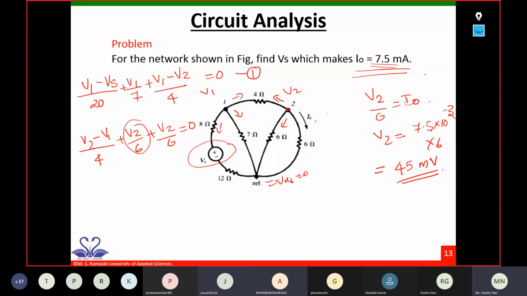But V2 by 6 is equal to 7.5 milliampere, I0. Again, V2 by 6 is equal to 7.5 milliampere. And V2 we have found as 45 millivolts. Put all here and find out V1. So 45 into 10 raised to minus 3 minus V1 by 4 plus 7.5 plus 7.5 is 15 into 10 raised to minus 3 equal to 0. So what is V1?